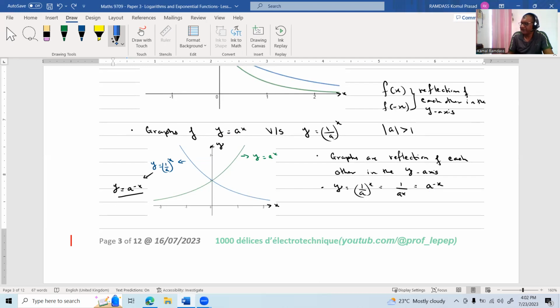So if f of x is equal to a to the power of x, f of minus x becomes a to the power of minus x. From our theory of transformation of curves, we know that f of x and f of minus x are reflections of each other in the y-axis. Okay. We continue.